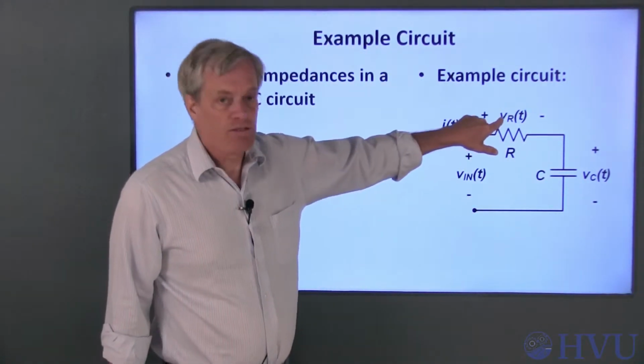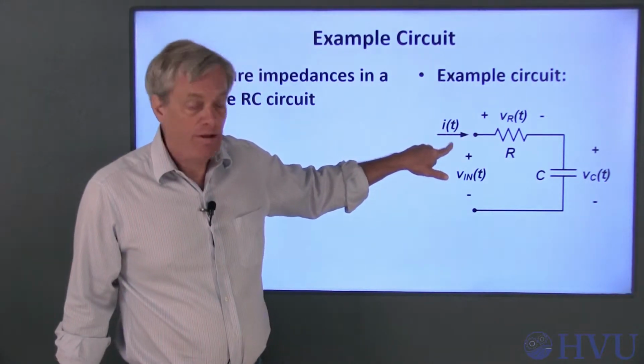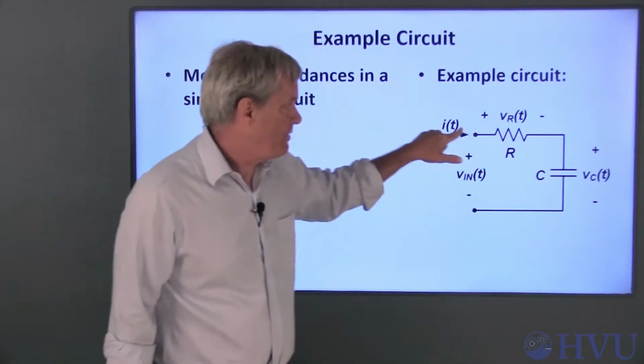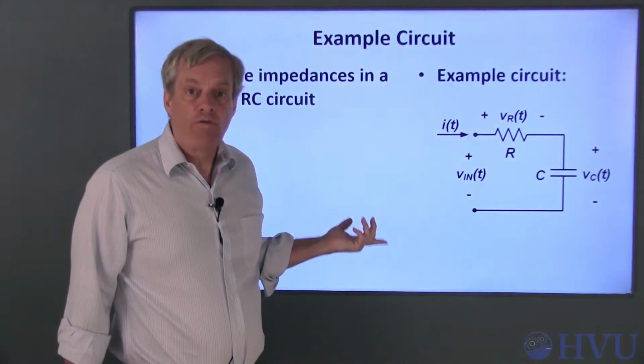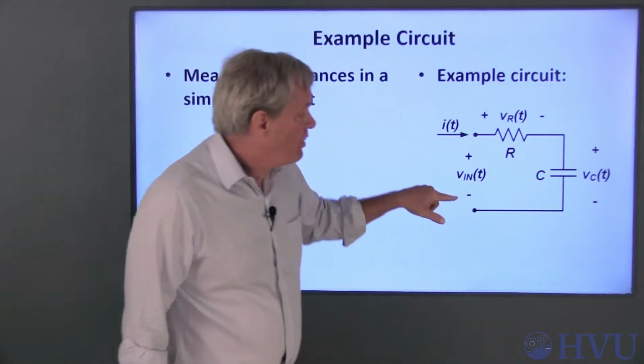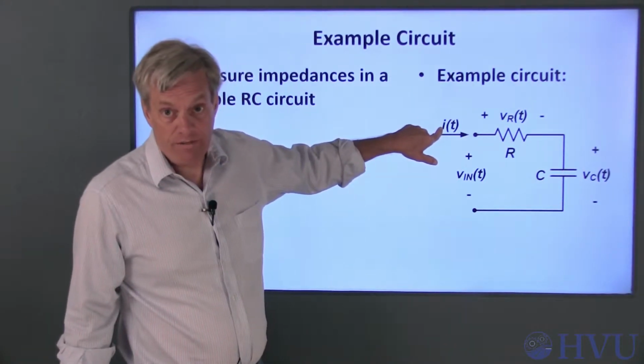The resistor impedance will be the resistor voltage phasor divided by this current phasor. The capacitor impedance will be the capacitor voltage phasor divided by this current phasor. And the overall impedance of the series combination of the resistor and the capacitor will be the voltage phasor corresponding to Vn divided by this current phasor.